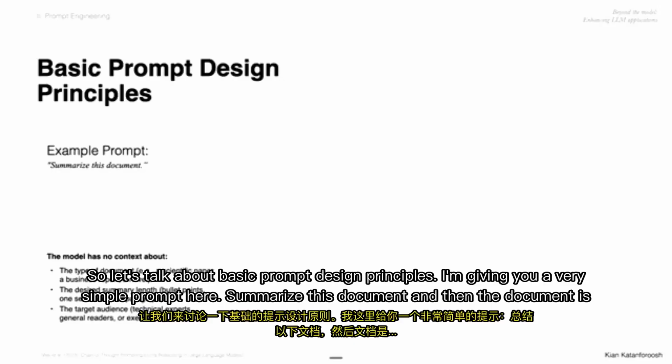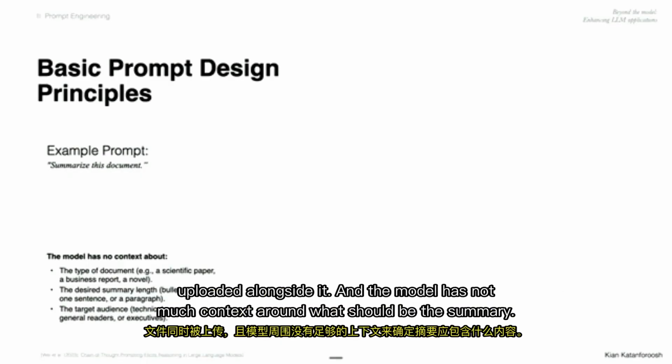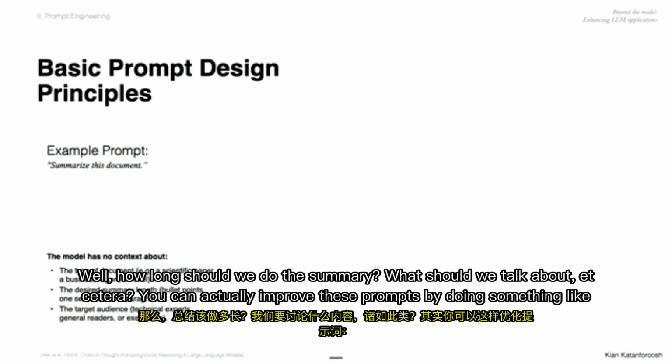So let's talk about basic prompt design principles. I'm giving you a very simple prompt here: "Summarize this document," and the document is uploaded alongside it. The model has not much context around what the summary should be. How long should the summary be? What should it talk about, etc.?